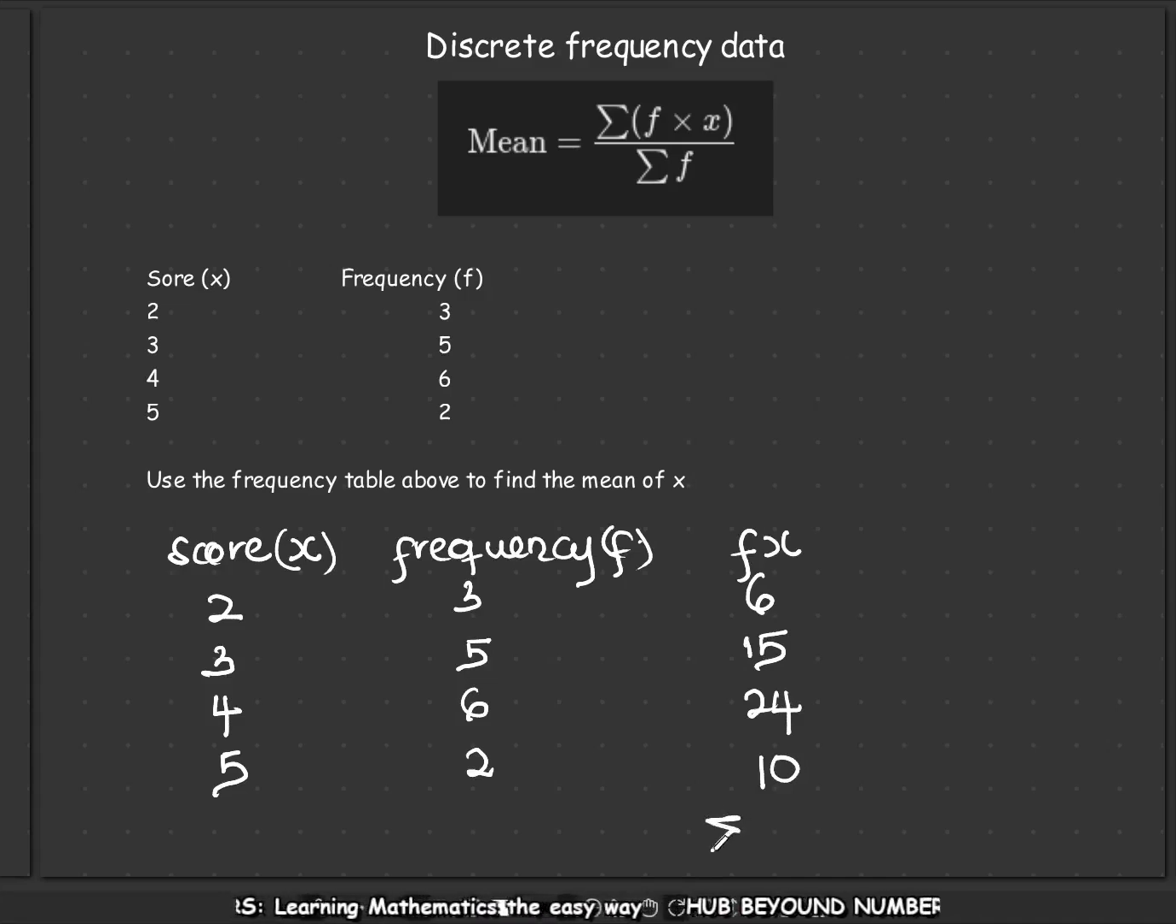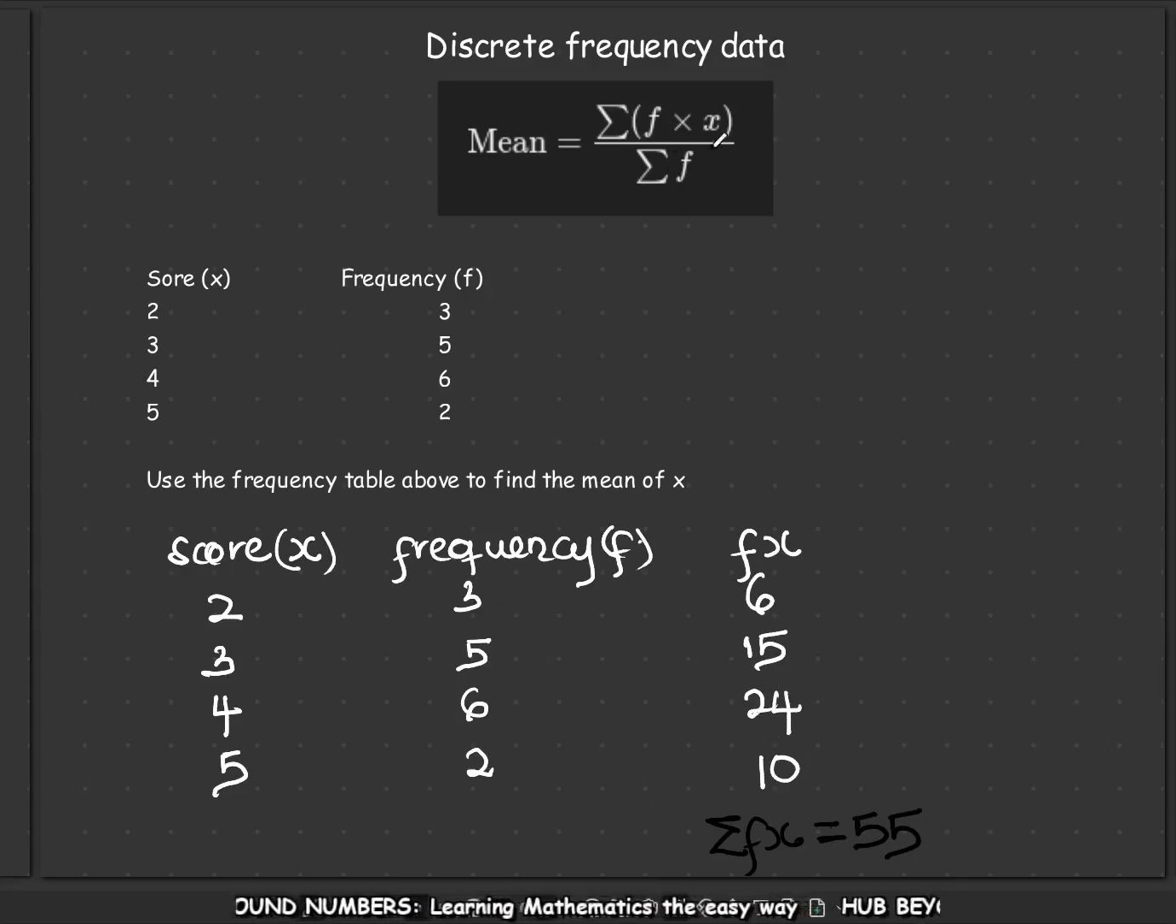So we write our sigma fx down here, and summing all this up, we get our sigma fx to be equal to 55. You can perform the addition. That is 6 plus 15 plus 24 plus 10.